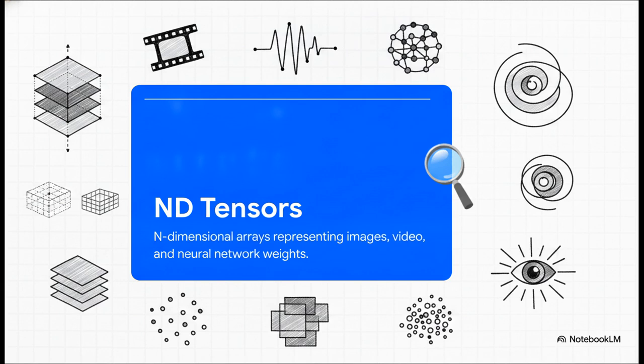These are n-dimensional arrays. We're talking 2D, 3D, 4D, or even higher dimensional spaces. These dense and sparse arrays are absolutely required to represent rich media like images, audio, and video, as well as the attention matrices and complex neural network weights that actually make deep learning function in the first place.